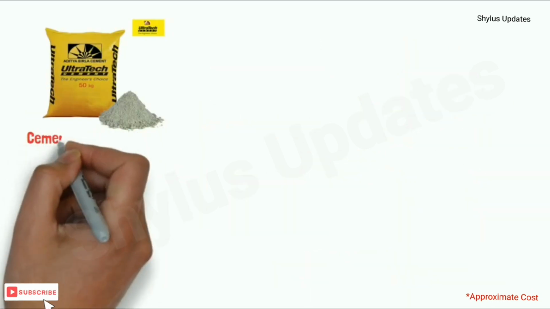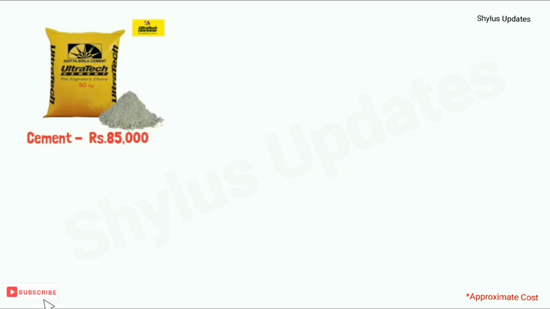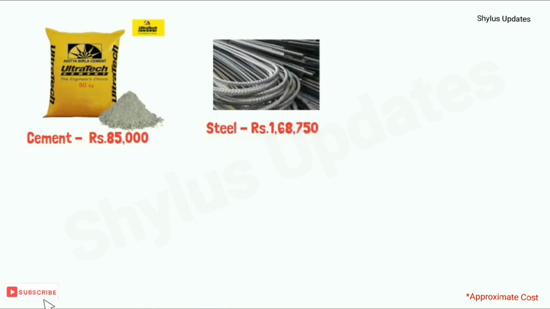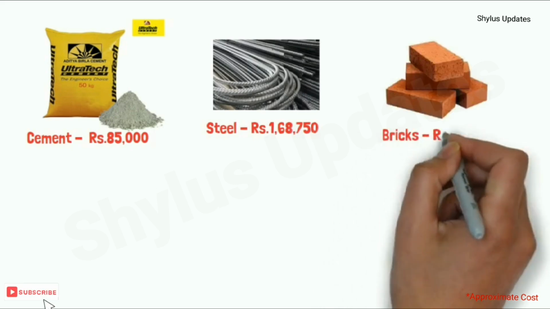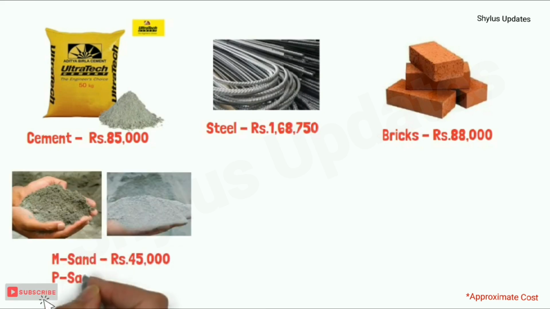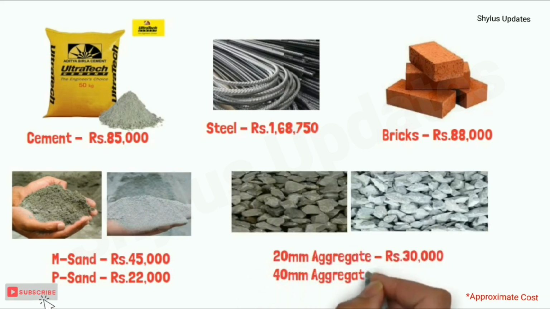Cement rupees 85,000. Steel rupees 1,68,750. Bricks 88,000. M sand rupees 45,000. P sand rupees 22,000. 20 mm aggregate rupees 30,000. 40 mm aggregate rupees 7,600.